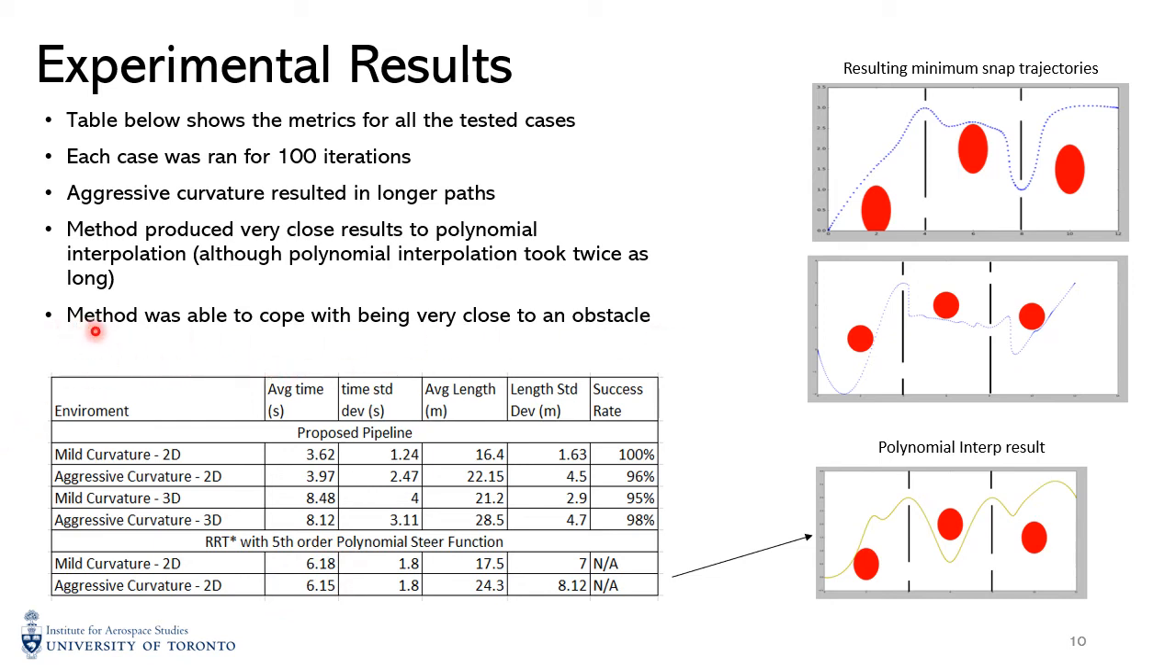And finally, one final item: the algorithm was able to actually cope with passing very close to the obstacle. So if you look here, for example, the algorithm had to actually put a lot of midpoints when solving for the minimum snap trajectory, and was able to do that and find an actual feasible path in a numerically stable way.